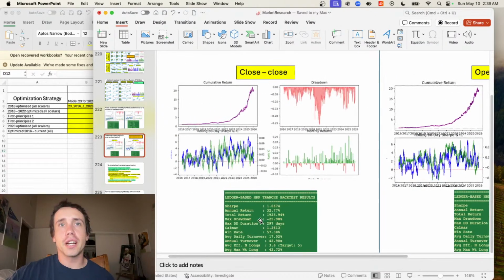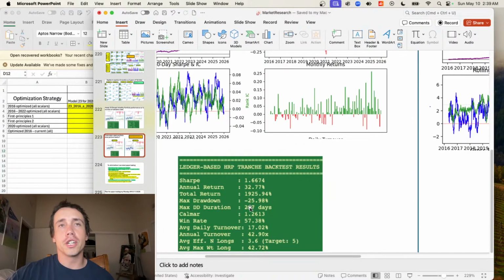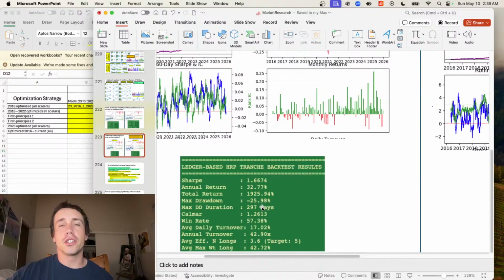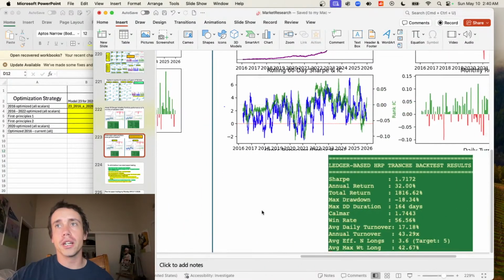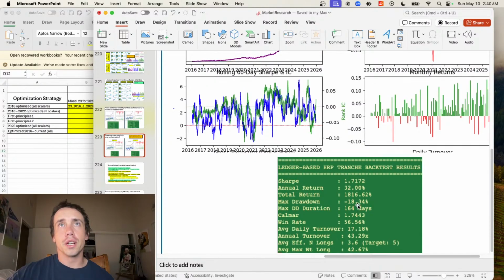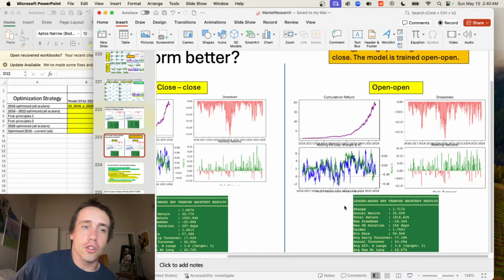But what's really exciting here is you see the drawdown duration. The best I was able to get was 297 days, basically 10 months. But these are market days, so that's actually a full year in the market. But here the drawdown was only 164 days. So the drawdown period is a lot smaller. The maximum drawdown is a lot smaller. And this is with a very simple scaling strategy, only scaling down from the volatility.